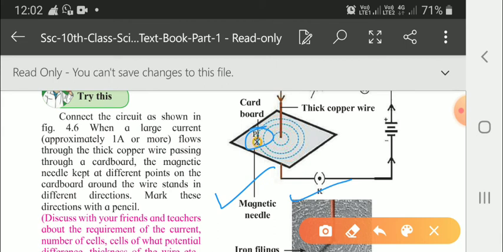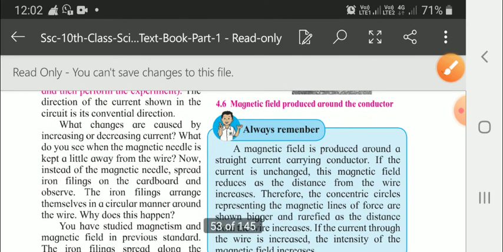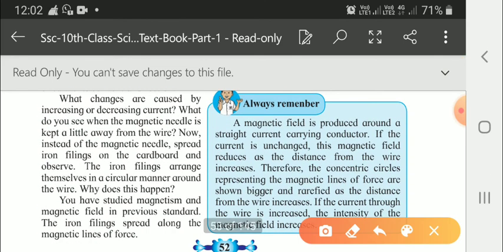Now what changes are caused if the current is decreased or increased, that we have to observe. If you see, when the magnetic needle is kept a little bit far away from its original place, then what changes are there, all that we have to observe in this activity. The iron filings are arranging themselves in a circular manner, so we have to keep that in mind.